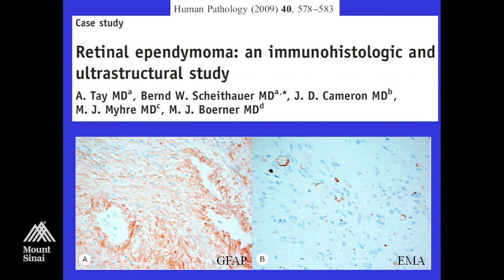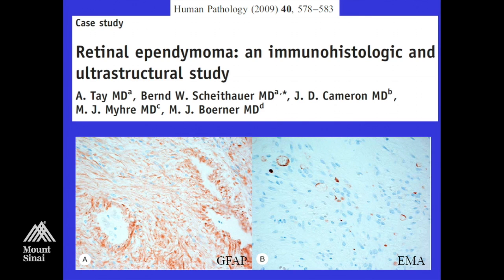So it has been suggested that maybe these are ependymomas in the eye. This is really the main paper putting that view forward. Bernd-Scheitauer was a proponent of this notion. There wasn't a lot of genetic data or clinical data. It was more based on morphology, and there were some EMA dot-like inclusions and microlumens in there that would be similar to what one sees in ependymoma. I would say this notion really hasn't gained traction in the community at this point.